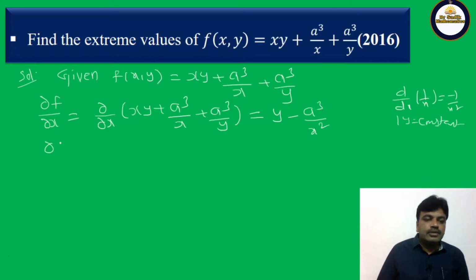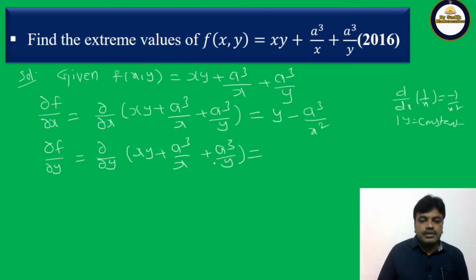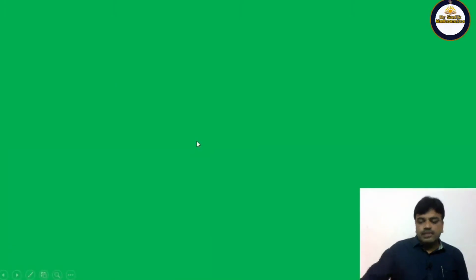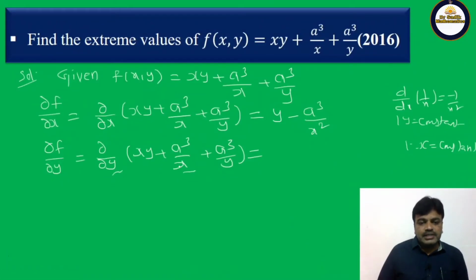Then ∂f/∂y is equal to ∂/∂y of xy + a³/x + a³/y. With respect to y, x is constant. The derivative of y is 1, so we get x. Here x is constant, so the derivative of a³/x is 0. Also ∂/∂y of 1/y is minus 1/y², so we get minus a³/y².